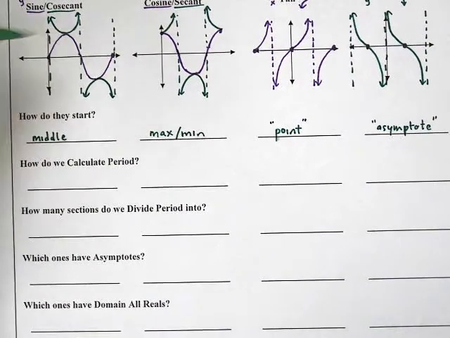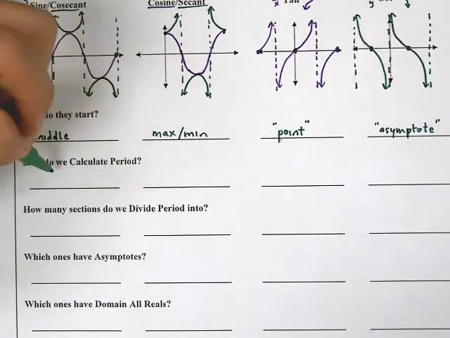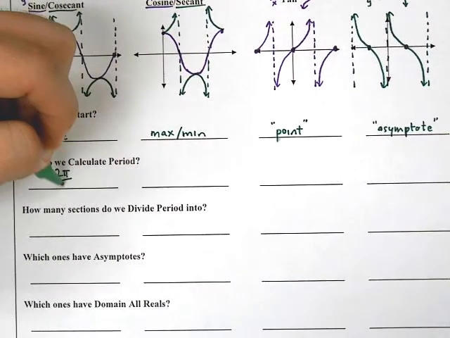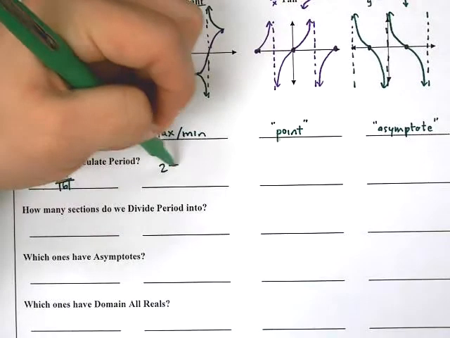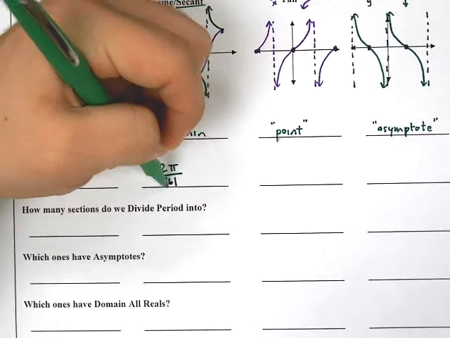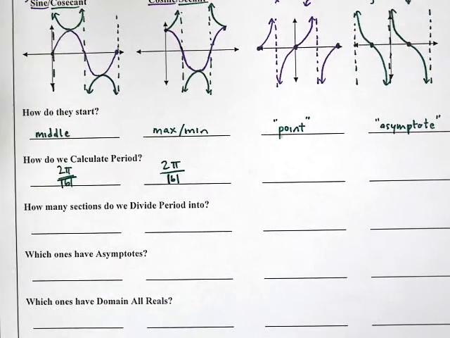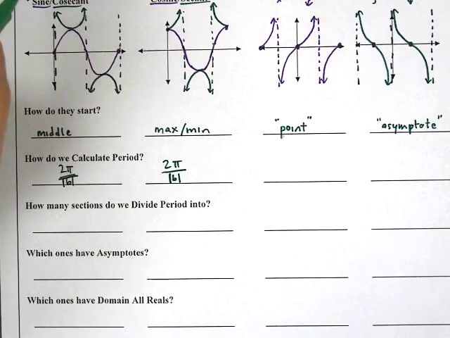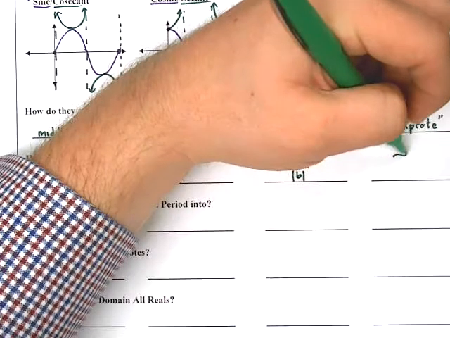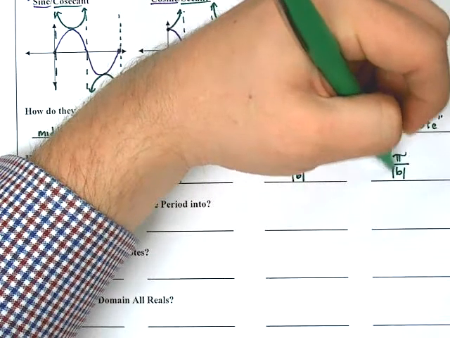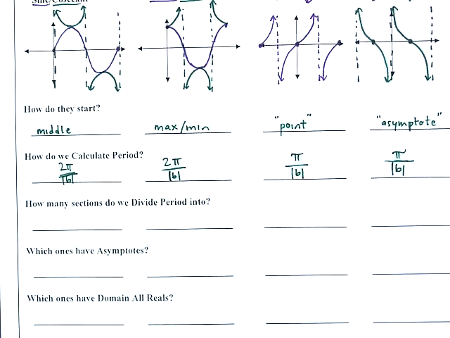For period, sine, cosine, cosecant, secant are all the same. We use 2 pi over b, absolute value of b. Same thing over here. Alright, because it takes a full 2 pi to complete an entire cycle of sine. For tangent and cotangent, though, it only takes 180 degrees, or pi. So that means that we only do pi over b and pi over b. That'll be really important for when we ask you to kind of recognize how to graph things.